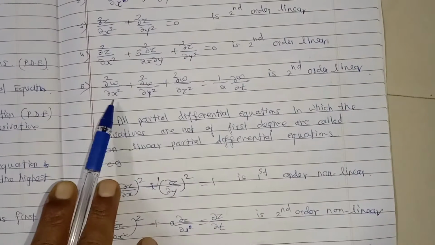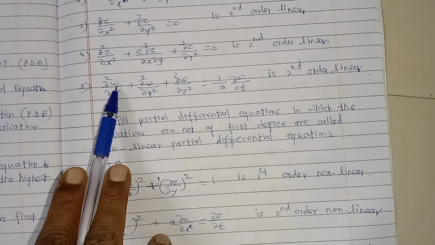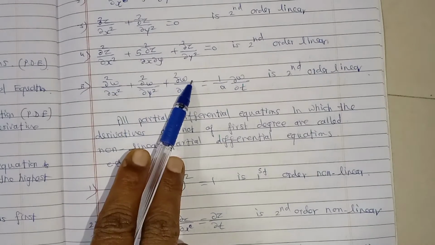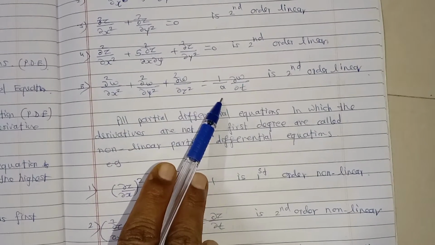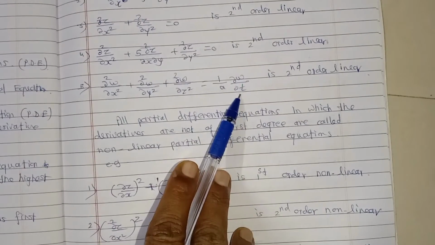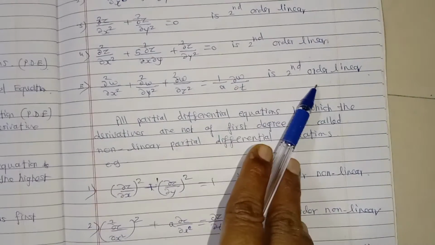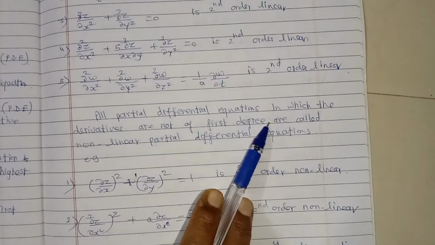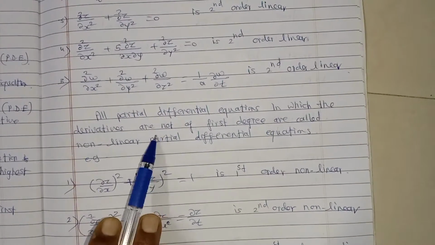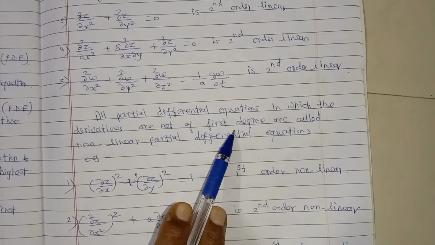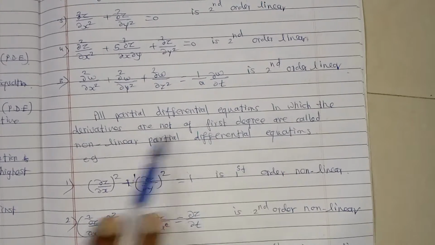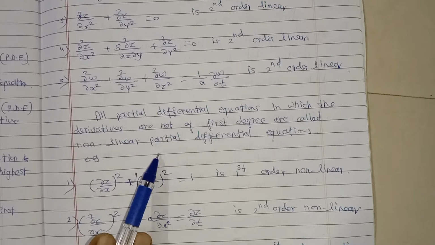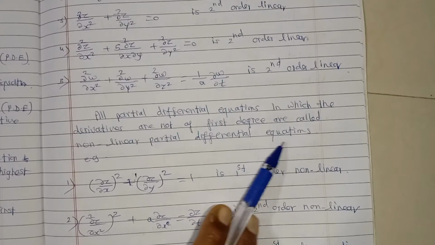And the last equation, that is number 5, is ∂²ω/∂x² plus ∂²ω/∂y² plus ∂²ω/∂z² equal to 1 upon a into ∂ω/∂t. It is a second order linear partial differential equation. All partial differential equations in which derivatives are not of the first degree are called non-linear partial differential equations.